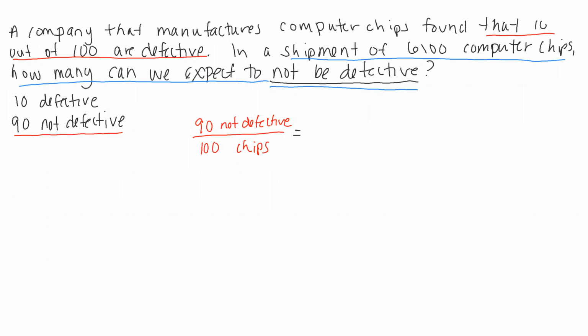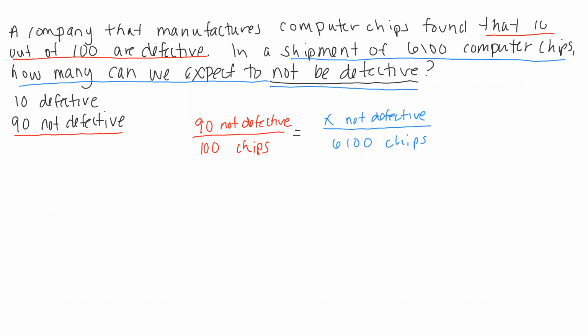All right, and we want to figure out how many are not defective. So X that are not defective out of a shipment of 6,100 chips. All right. So again, this one is a little weird because we're given how many are defective, but the question is asking how many are not defective.